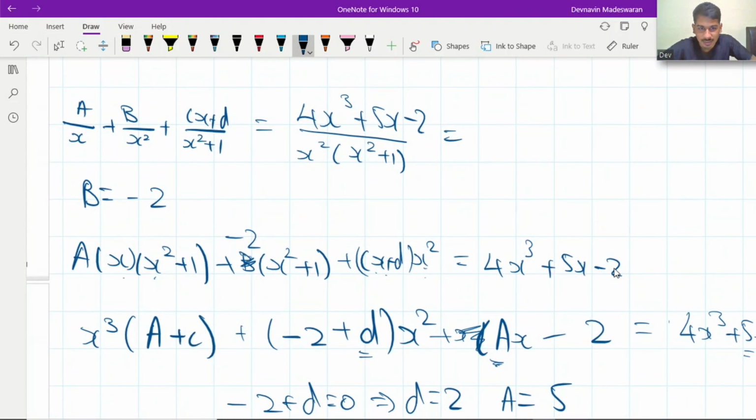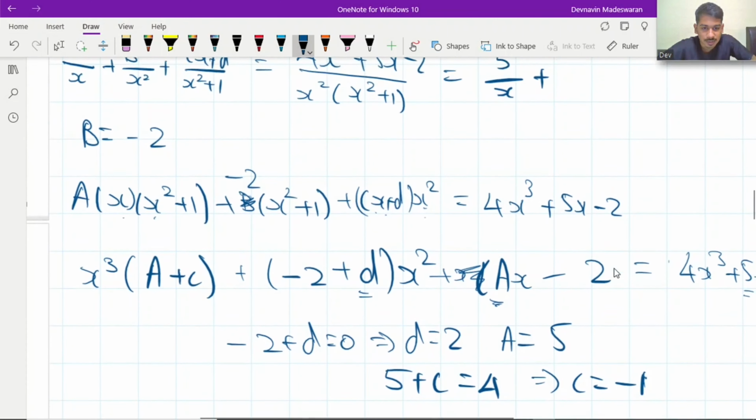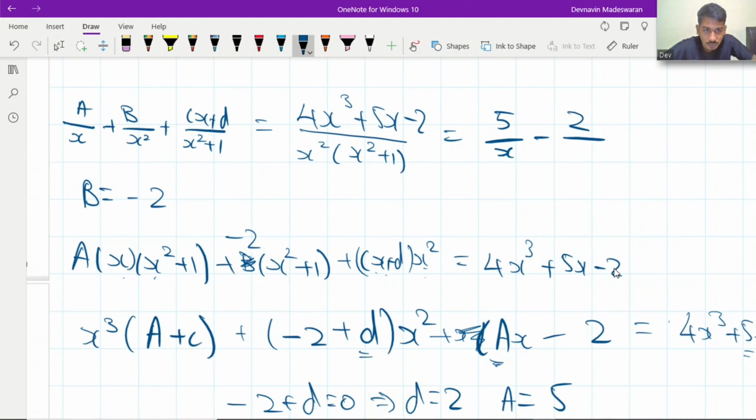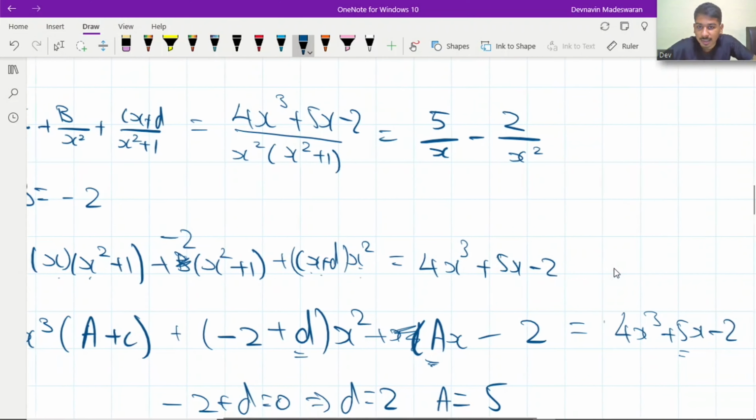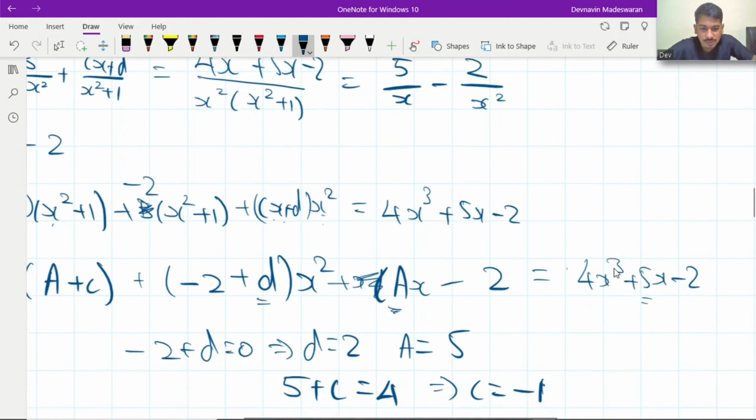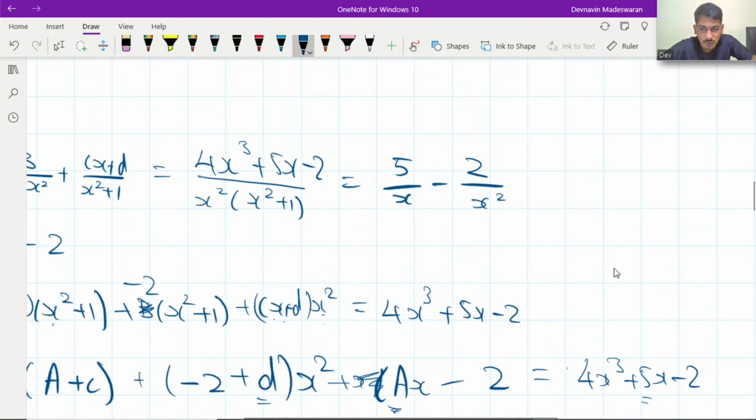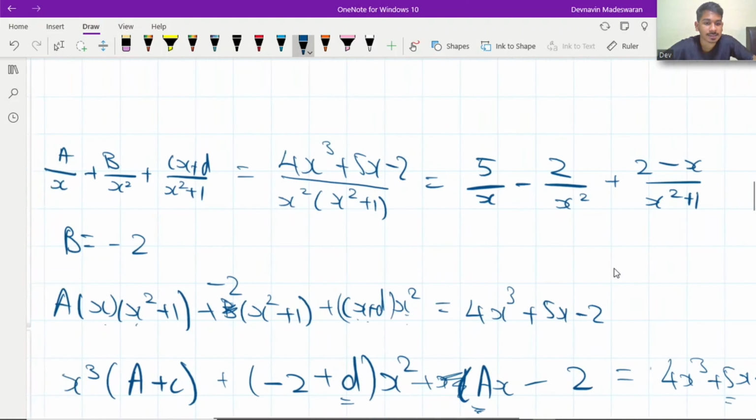So this is the answer. A is going to be 5 over x. Then b is going to be -2, so I can write -2 over x squared. And then c is going to be -1, and then d is going to be 2. So it's going to be 2 minus x over x squared plus 1. Okay, this is nice.